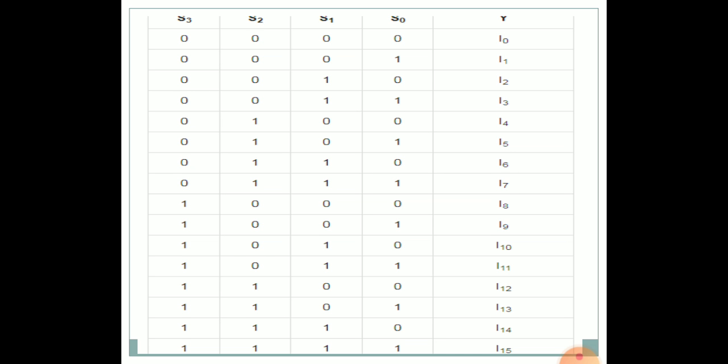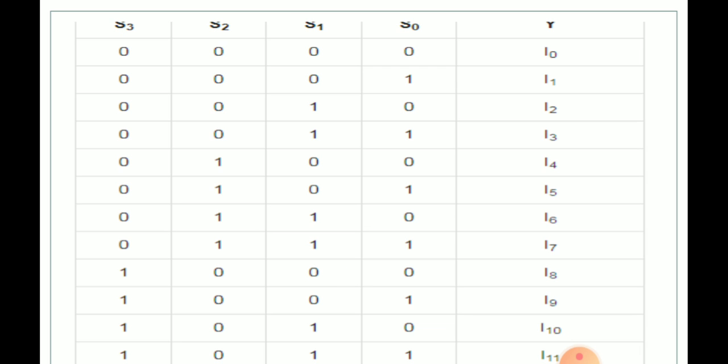So the truth table for this is given here. Similar to the 4 cross 1 multiplexer, we have the values of S0, S1, S2, S3. The 16 cross 1 multiplexer contains 4 selection lines, and the first row of the truth table has all the selection lines at 0. When all the selection lines are 0, the output will be I0. The first input line, I0, will be routed to Y.